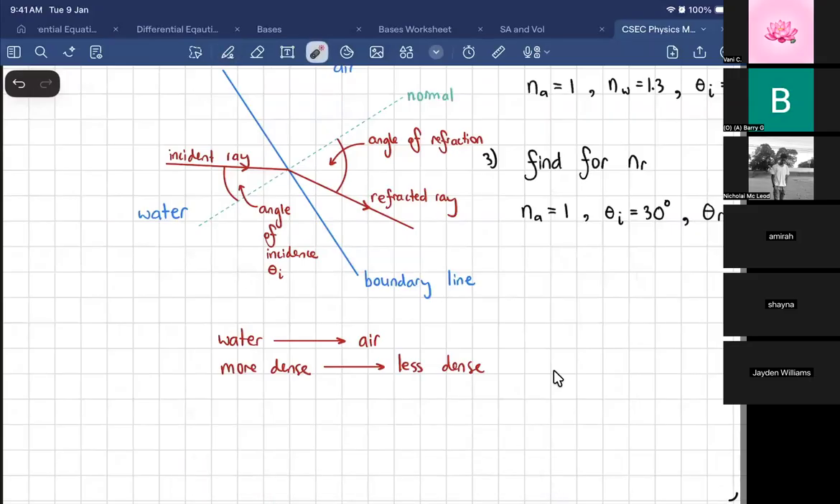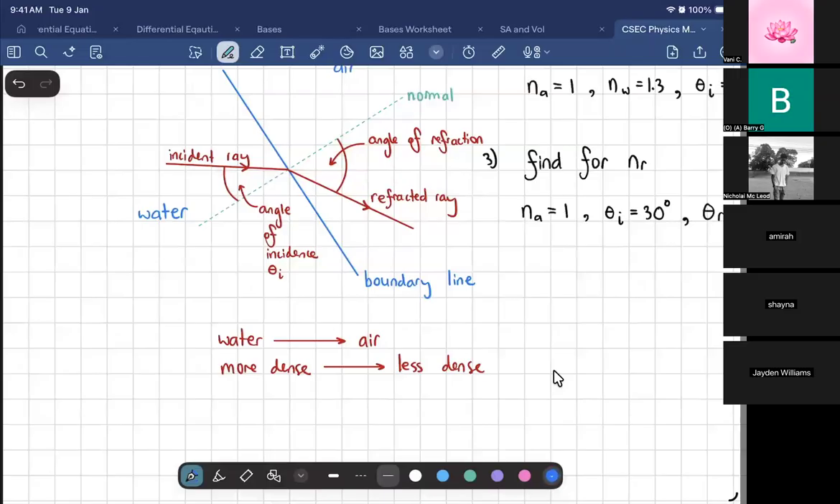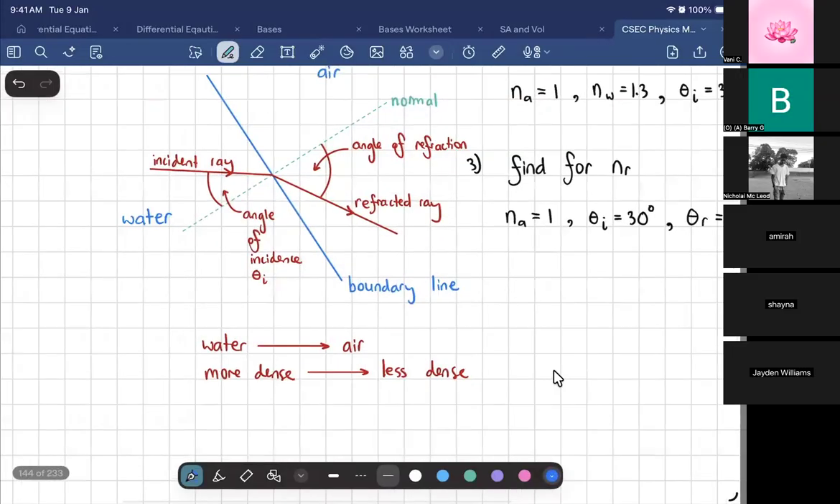If you're confused, look at the diagram, right, Nikolai? Which angle is looking bigger, the angle of incidence or the angle of refraction? The angle of refraction. Right. If it just went straight through, it would have looked like that, and this angle would have been the same. But because it bends away from the normal, the angle is a little bigger. Understand? So if it's more dense to less dense, then the refracted ray bends away from the normal.